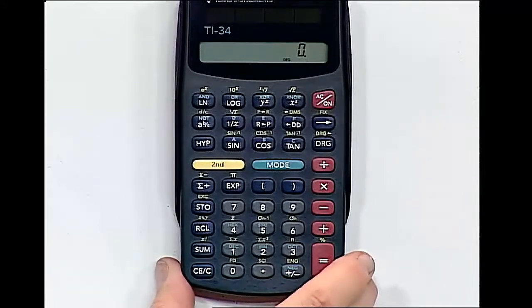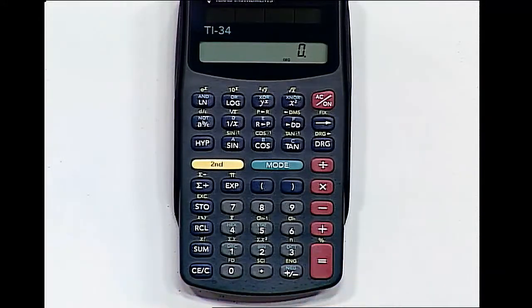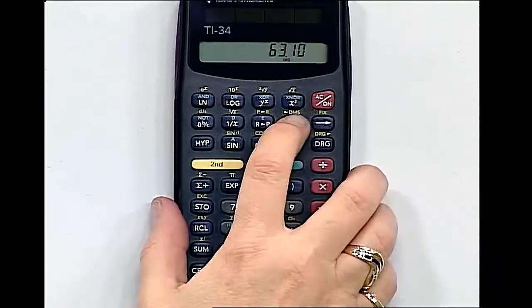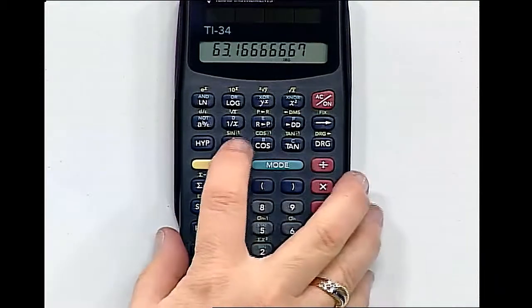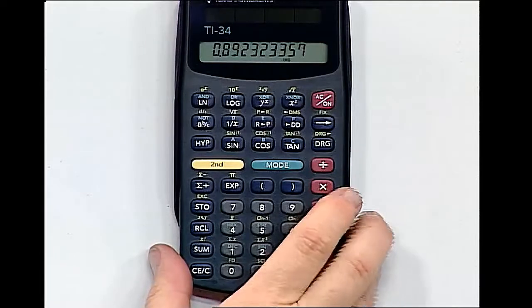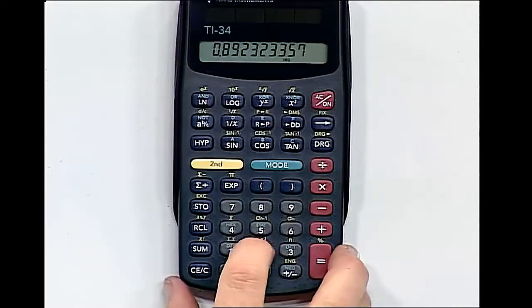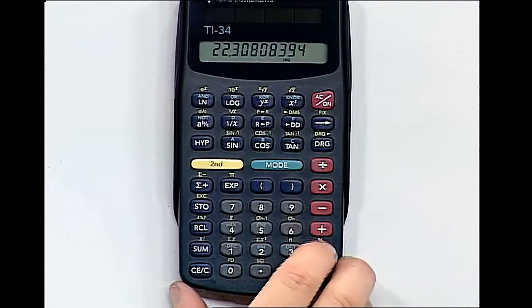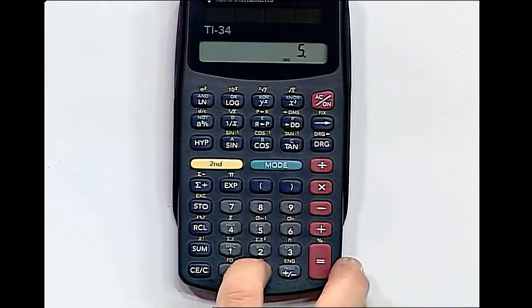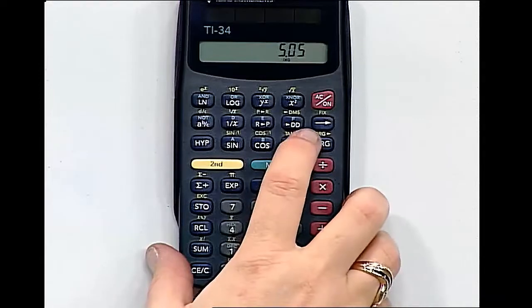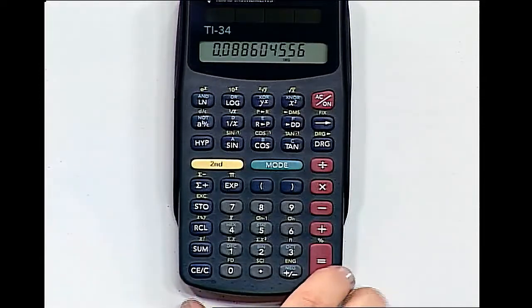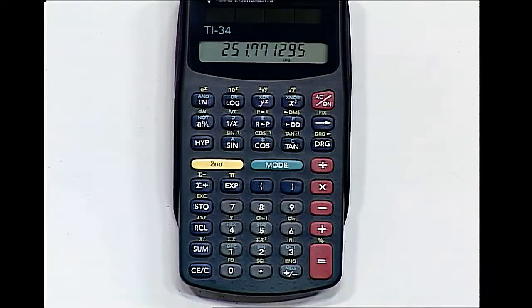I'm going to find the sine of 63 degrees 10 minutes, but first I need to change it to a decimal, so I'll put in 63 degrees and 10 minutes and change it to a decimal, and I'll find the sine of that. I'm going to multiply that amount by 25, and then I'll divide that by the sine of 5 degrees 5 minutes. So I'll put in 5 degrees 5 minutes, change it to degree decimal, take the sine of it, and then I'll complete by hitting the equals key.